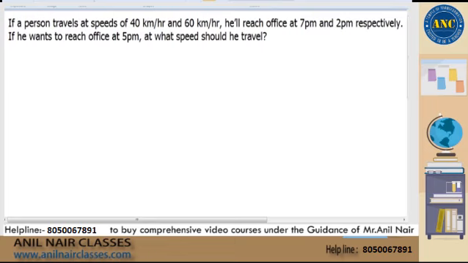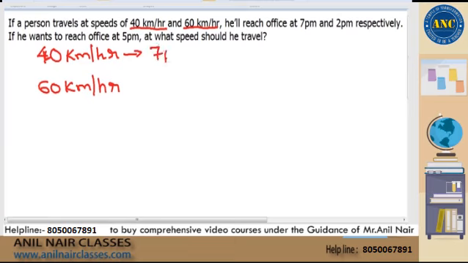Now, listen to this carefully. First, I'll read the question, then we will solve it. The question says, if a person travels at speeds of 40 kilometers per hour and 60 kilometers per hour, they reach the office at 7 p.m. and 2 p.m. respectively. If he is traveling at 40, he is reaching at 7. If he is traveling at 60, he is reaching at 2 p.m.